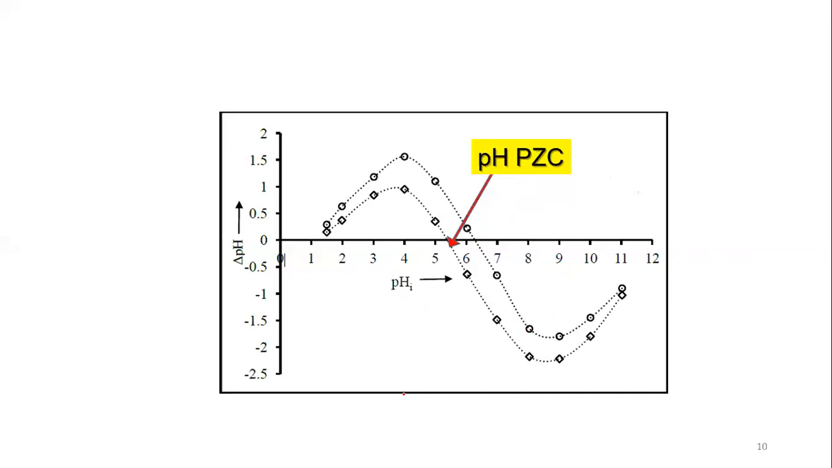So once you have found the pH PZC, one portion of your work is already completed, and try your level best to plot a fair graph every time. You don't need to modify the data, and you don't need to do rough work every time. Every time your work must be neat and clean.